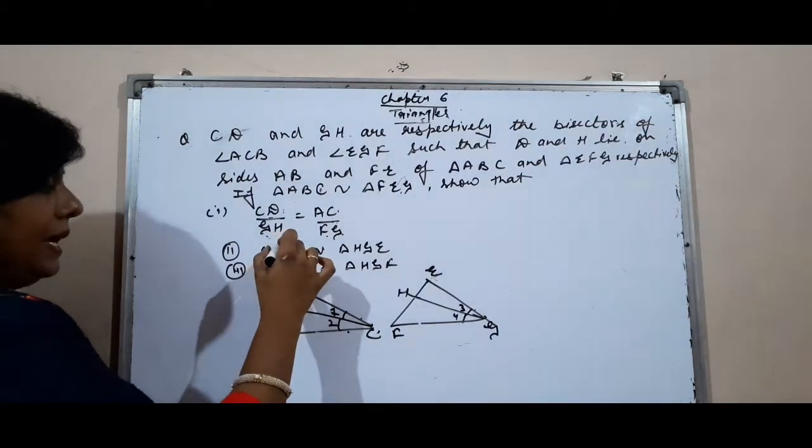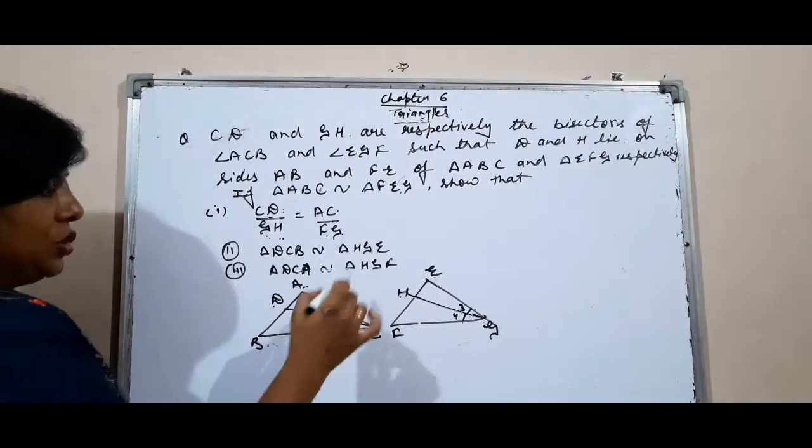You have to prove CD upon GH equals to AC upon FG.